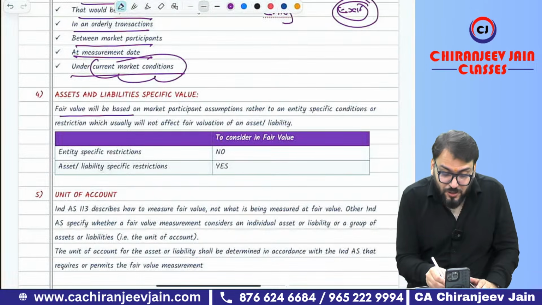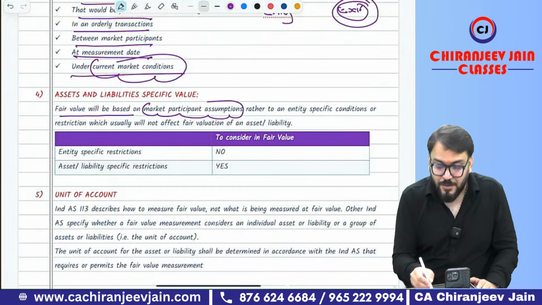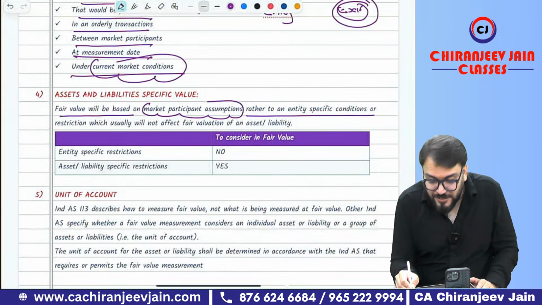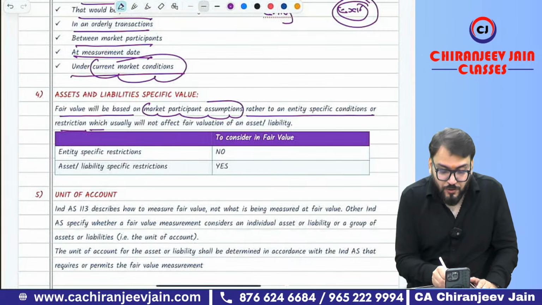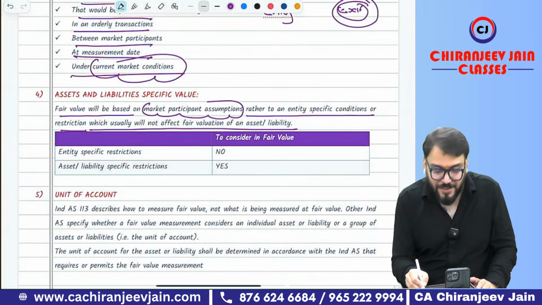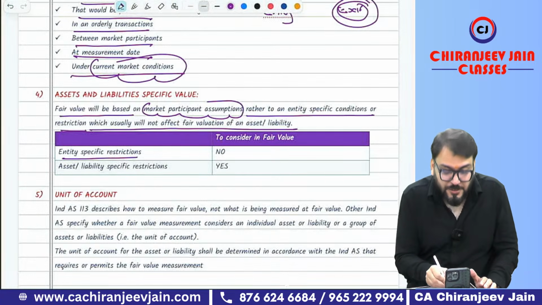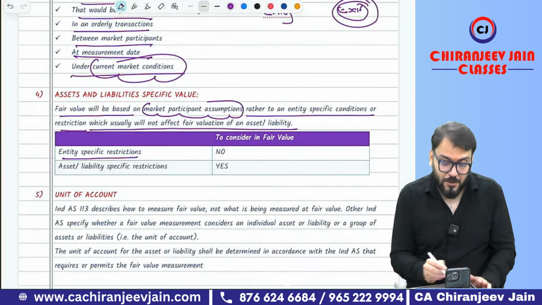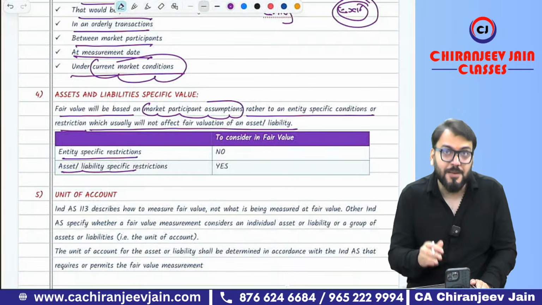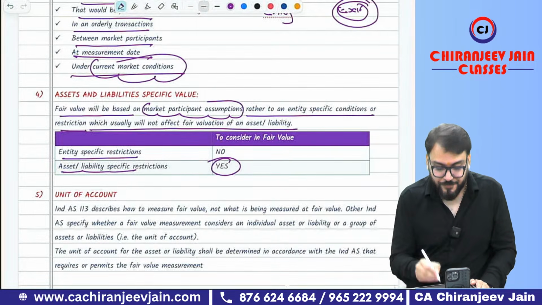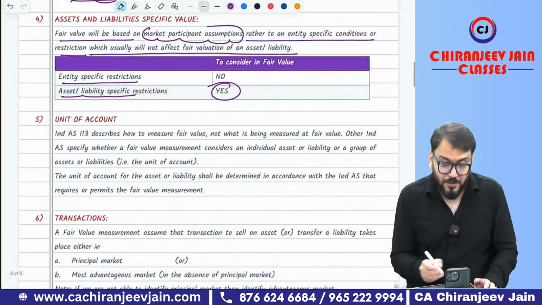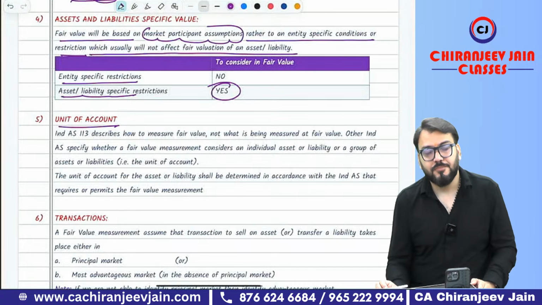So fair value is based on the market participant assumption rather than an entity-specific condition or restriction, which usually does not affect the valuation of assets and liabilities. Means for the determination of fair value, entity-specific restriction will not be considered. Only asset or liability specific restriction will be considered. Chalega? Yes, sir. Now coming to unit of account.